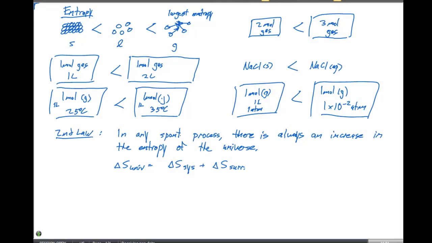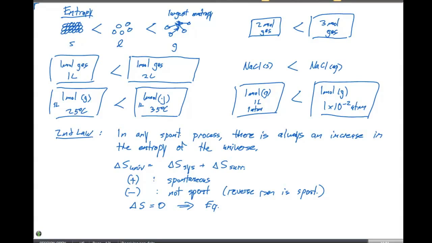A couple of things that we want to look at from this equation: if our delta S of the universe is positive, this tells us that our particular reaction is going to be spontaneous. If the delta S of the universe is negative, then we can say our reaction is not spontaneous, or that the reverse reaction is spontaneous. If our delta S is equal to 0, we can say that we're at equilibrium.